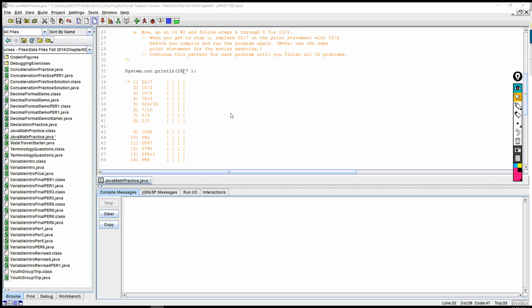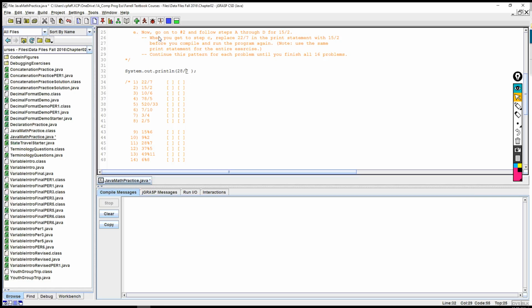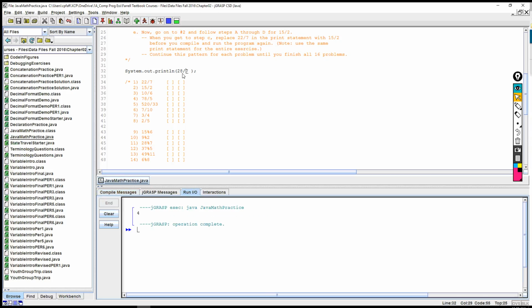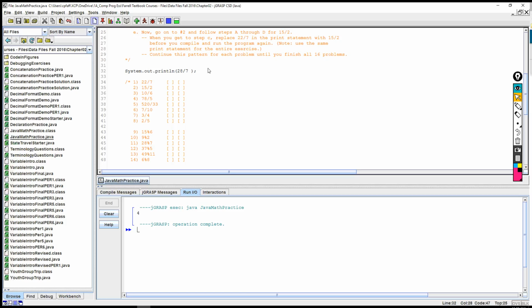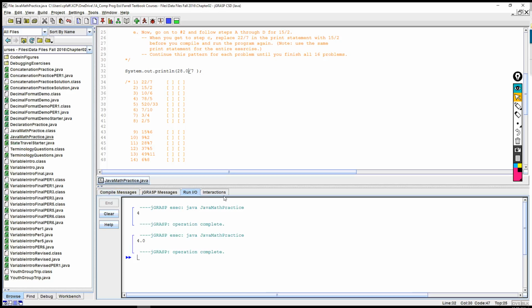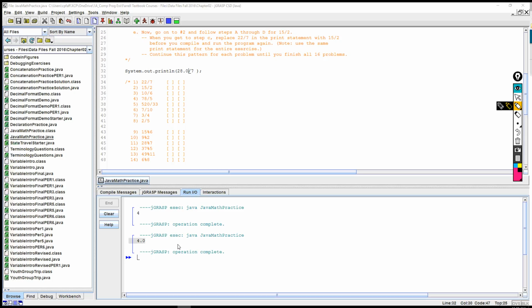Okay, we're going to take a look at how jGRASP does that. Here we have 28 divided by 7, and when we run that, we have two ints, so the result is an int. It's just a 4. But if we change one to a double, now the 7 has to convert to 7.0, and we have a double divided by a double. So you're going to get a double. We're not going to get 4, we're going to get 4.0. That's the key thing.